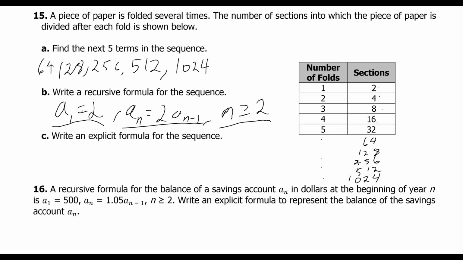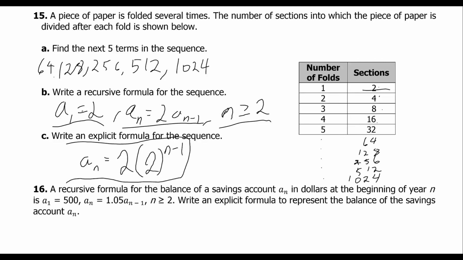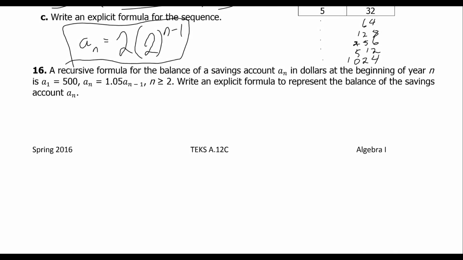Now, explicit formulas are what we dealt with yesterday. So what we can do is we can say A sub n equals, let's see, what was our initial term? 2. What is our r? Our r is 2 for this, and it's raised to the n minus 1 power. That is our explicit form. Alright? Next problem, and last problem.